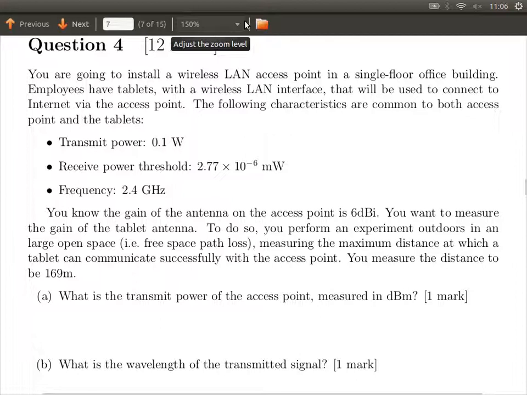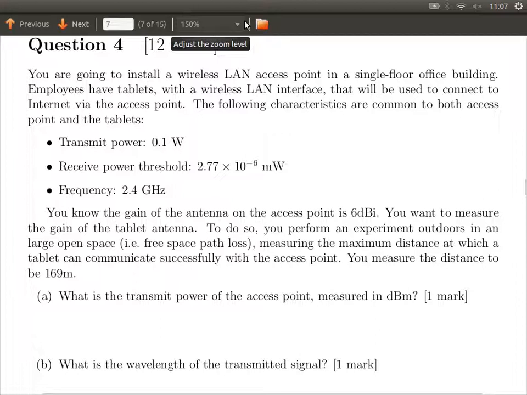I know a characteristic of my access point antenna. It has a gain of 6 dBi. I did some experiments, and I measured in an open field, an open environment, the distance between an access point and my tablet. And I measured that the maximum distance I can be apart, at which we can still communicate, is 169 meters. So if I go 170 meters, the signal is too weak. The signal received would be lower than the threshold, and they would not be able to communicate. 168 meters, fine. 169, okay. 170 meters, too far apart, so they cannot communicate. That experiment assumed free space path loss, to make things simple.